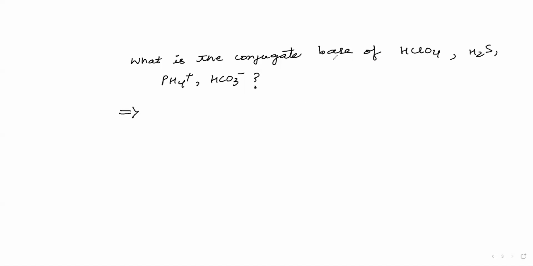If you see here, the very first one is HClO4. So what will HClO4 do? We have to find the conjugate base. So this is an acid, it will lose a proton. And if it loses a proton, it will change into H positive plus ClO4 negative. So this is an acid. After losing the proton, it will form a conjugate base. Now try for H2S, PH4 positive and HCO3 negative.